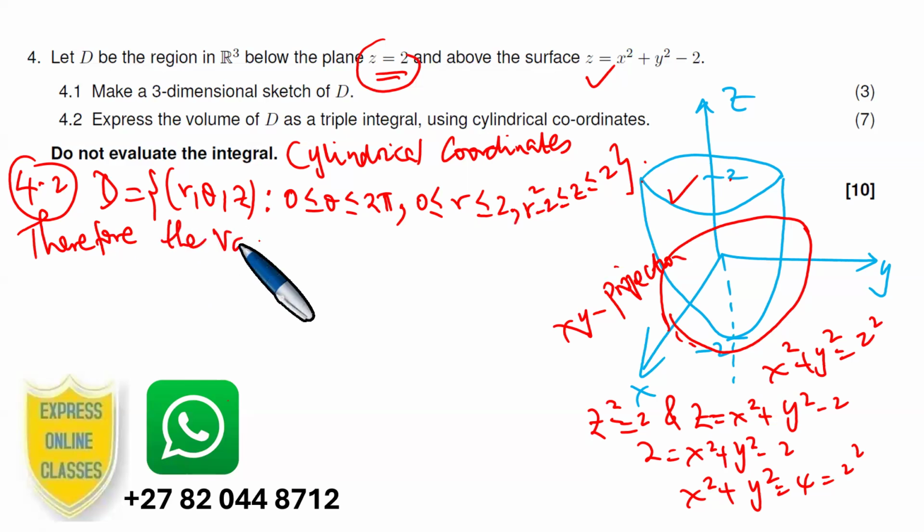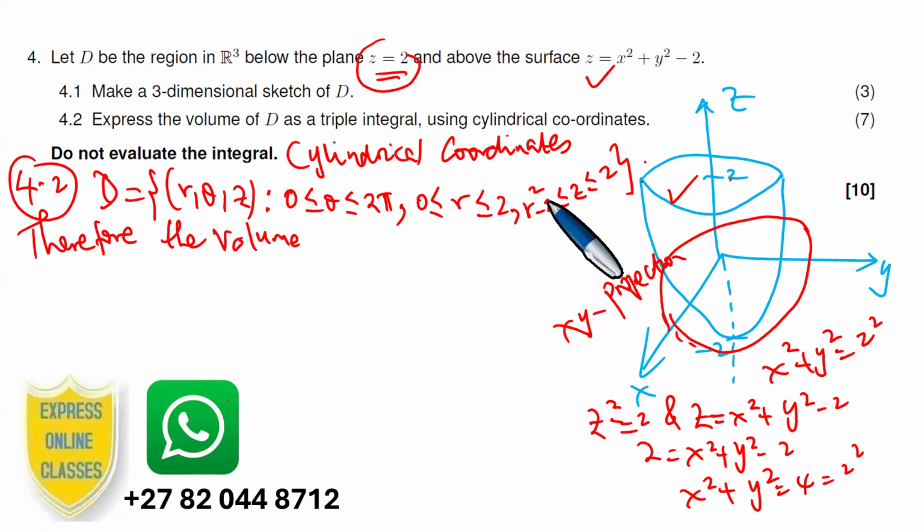Sorry, can you please explain the z interval, like the r squared minus 2? Okay, yeah, the z interval. Okay, good. Yes, let's discuss it.